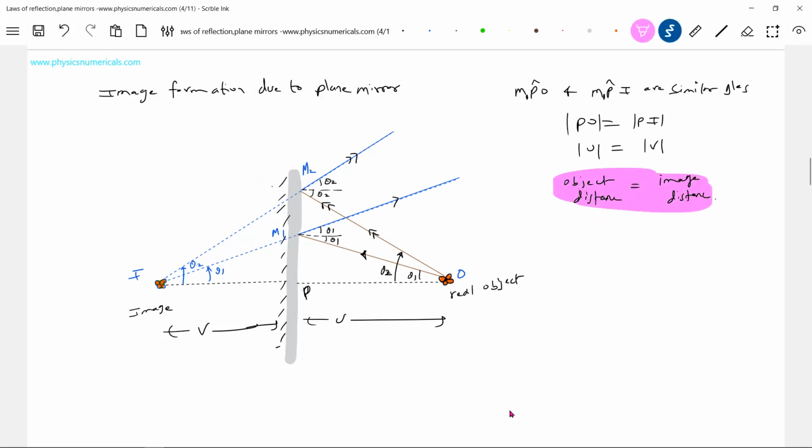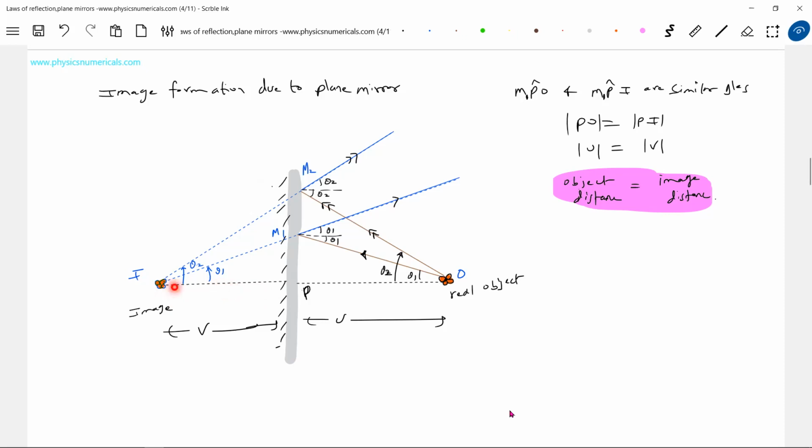So for a plane mirror, the object distance will become equal to the image distance. This is very important. I'm saying distance, not displacement. If you stand at a distance of 2 meters from a plane mirror, your image will be at a distance of 2 meters. Okay, let's come to this one.